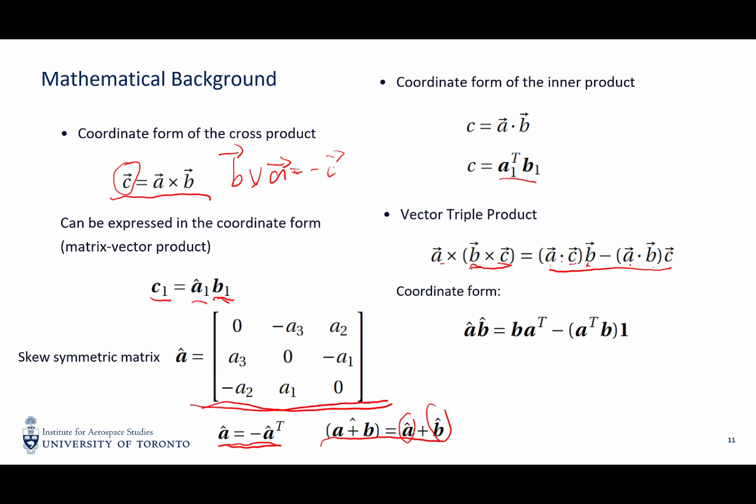Again, we can express this triple product in coordinate form in the following way. If we have a skew symmetric matrix formed by A and B, and we do this matrix multiplication, it equals the following. Here we have two matrices that are both skew symmetric. It equals a column vector times a row vector minus a scalar times an identity matrix. This is a property of the skew symmetric matrix from the vector triple product.